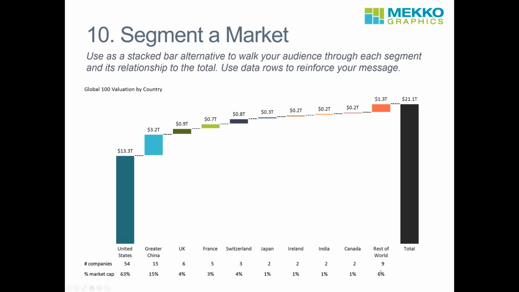So whenever you've got more than, say, 5 or 6 categories in a pie chart, or if some of those categories are really small, or if you want to put supplemental data in there, then using the cascade as an alternative to the pie can be really useful.